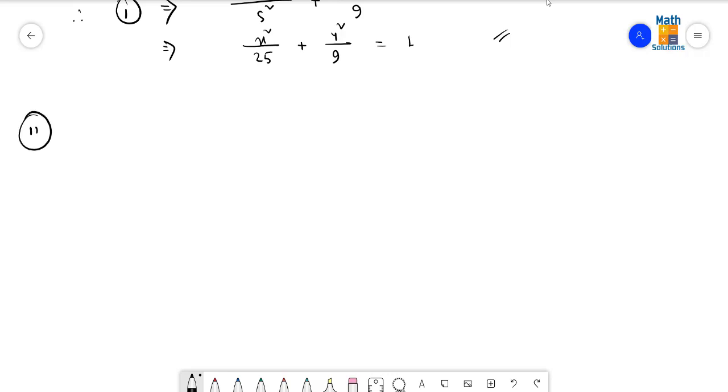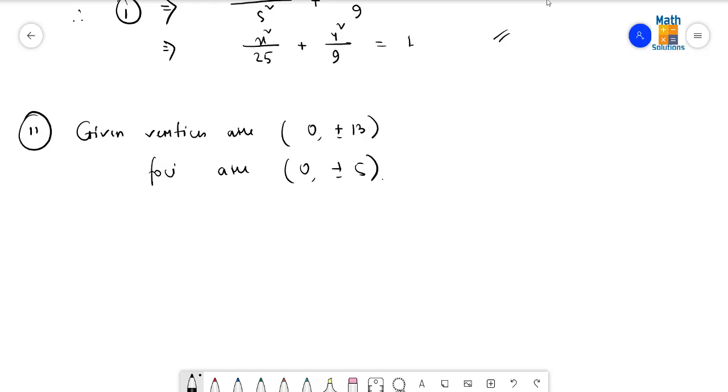11. In question number 11, what is given? Given vertices are 0, plus minus 13 and foci are 0, plus minus 5. So here in this case we can observe that both vertices and foci are lying on the y-axis. Therefore, the major axis will be along the y-axis.